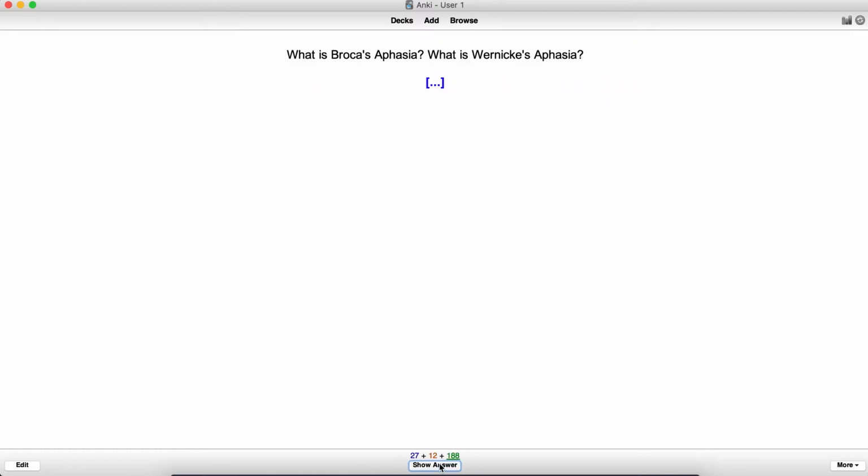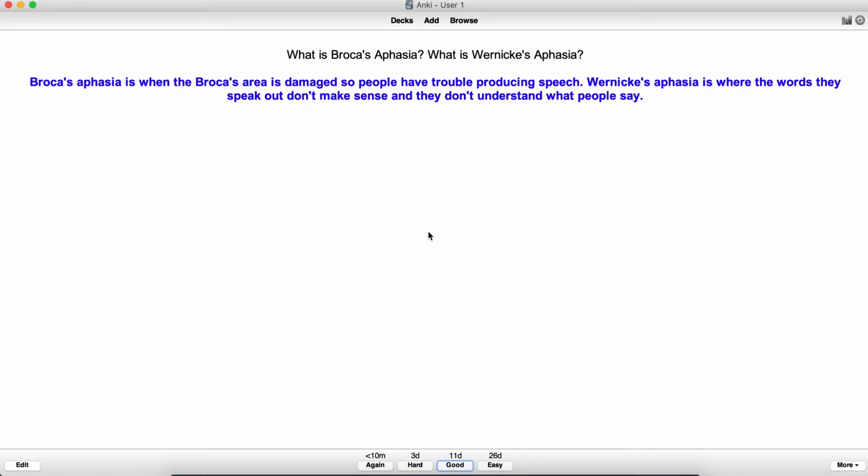Broca's aphasia is an issue with Broca's area, and Wernicke's aphasia is an issue with Wernicke's area of the brain, which is on the left side of the brain. Broca's aphasia is a problem with speaking, while Wernicke's aphasia is a problem with understanding words. Broca's aphasia, people have trouble producing speech. Wernicke's aphasia, words seem to spill out and they don't understand what people say. Okay, that was still hard.